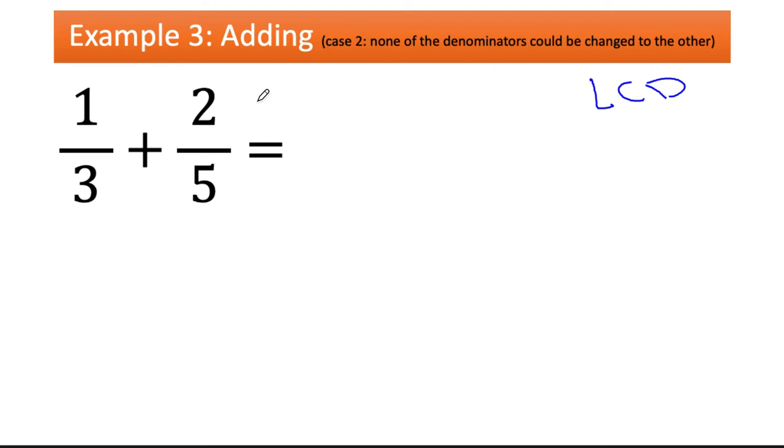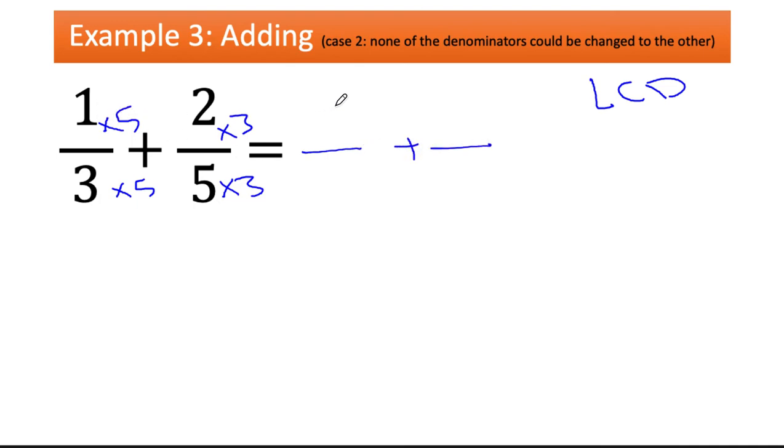Or I cannot find a common factor between them because they are prime numbers. So what I will do is multiply here by 5 and here by 5, and I multiply here by the other number, which is 3, and multiply by 3. Now we will have two new fractions.